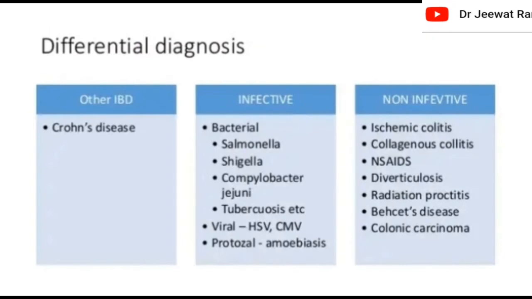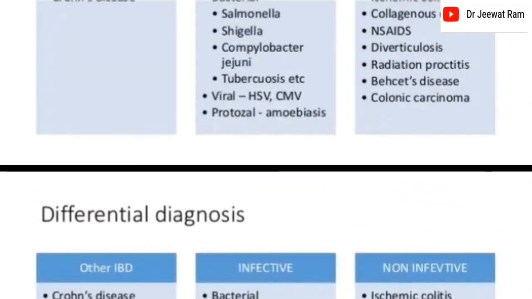Differential diagnosis of ulcerative colitis: other inflammatory bowel disease, Crohn's disease; infective, bacterial, Salmonella, Shigella, Campylobacter jejuni, tuberculosis; viral, herpes simplex virus, cytomegalovirus; protozoal, amoebiasis; non-infective, ischemic colitis, collagenous colitis, NSAIDs, diverticulosis, radiation proctitis, Behçet's disease, colonic carcinoma.